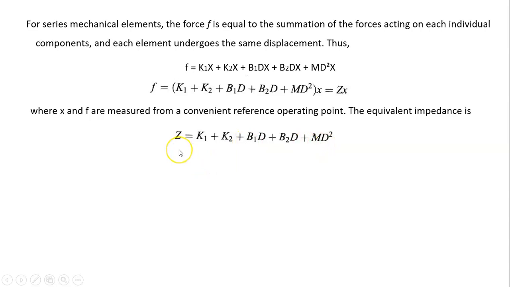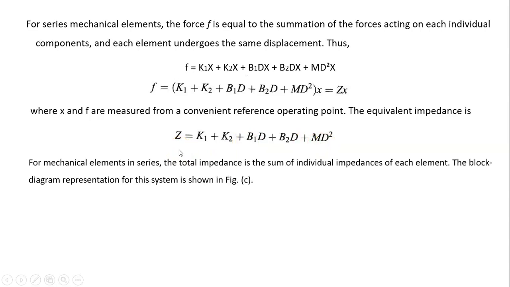From this equation, you can say that for mechanical elements in series, the total impedance is the sum of the individual impedances of each element. That is, Z is equal to k1, the impedance of spring k1, k2, the impedance of spring k2, b1D, the impedance of damper b1, b2D, the impedance of damper b2, and m D squared, the impedance of mass m. Therefore, total impedance is nothing but the addition of impedances of all the elements.